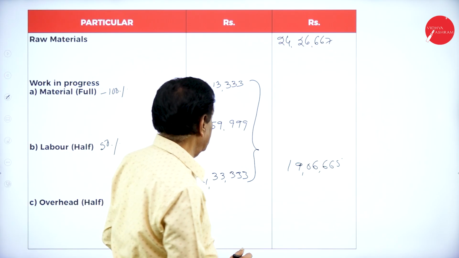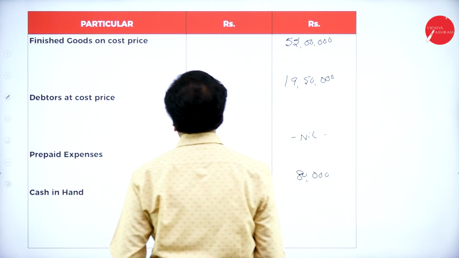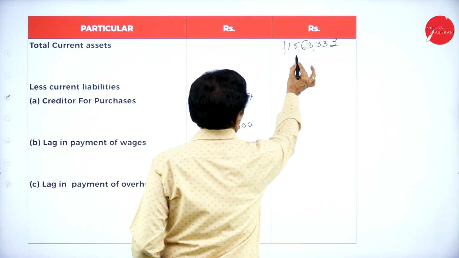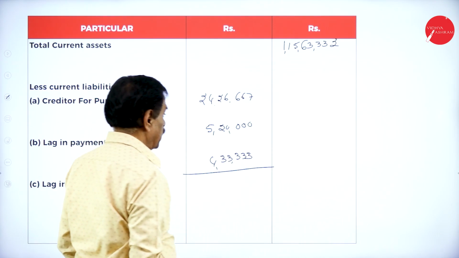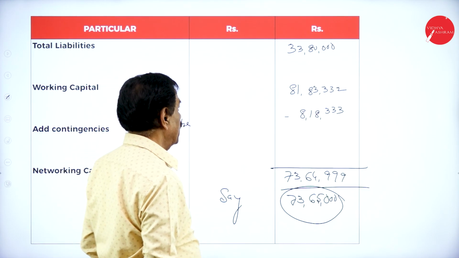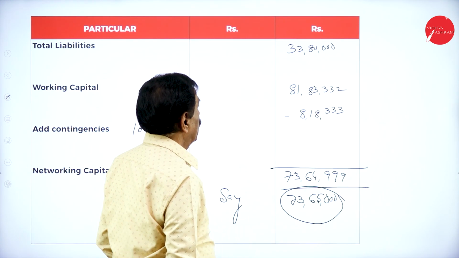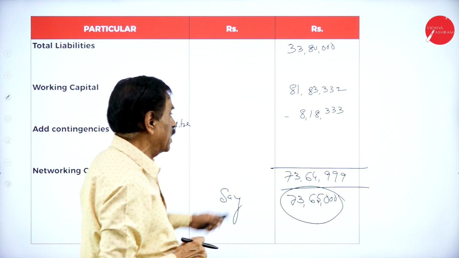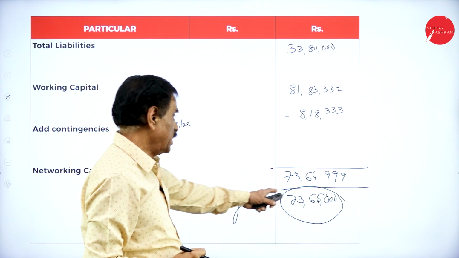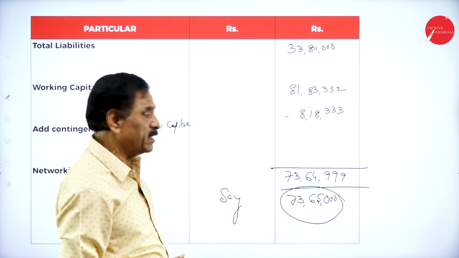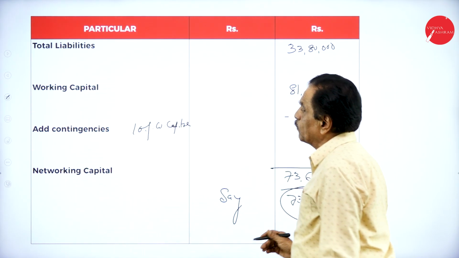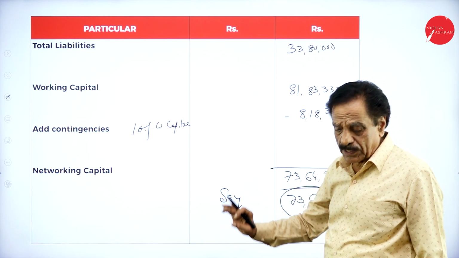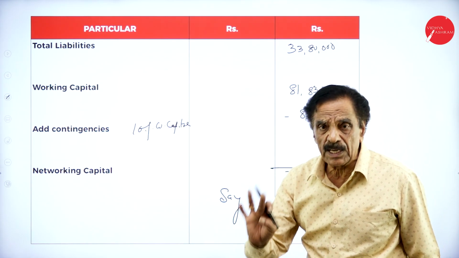So everything is correct. So totally finished goods will come 1 crore 15 lakh 63,332. If you add all these things, it will come 33 lakh 80,000. Deduct: 81 lakh 83,332. Here deduct, 73 lakh 64,000. Say 73 lakh 65,000. Hope you have followed that. This way they will ask. So this is the first working capital.